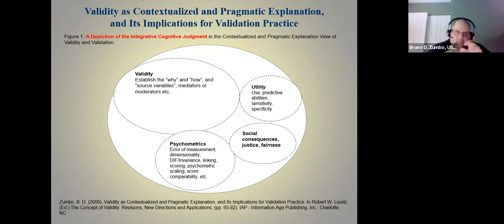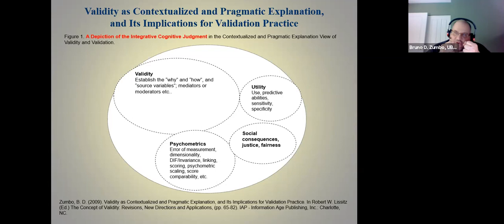It looks at validity, which is to establish the why and how: the source, variables, mediators, moderators, etc. That is validity. Connected with this larger cognitive judgment, you have this dominant part of validity: utility, use, predictability, sensitivity, specificity. You see the psychometrics, and they all butt up against each other to form this integrative cognitive judgment, including social consequences, justice, and fairness, all of it together.